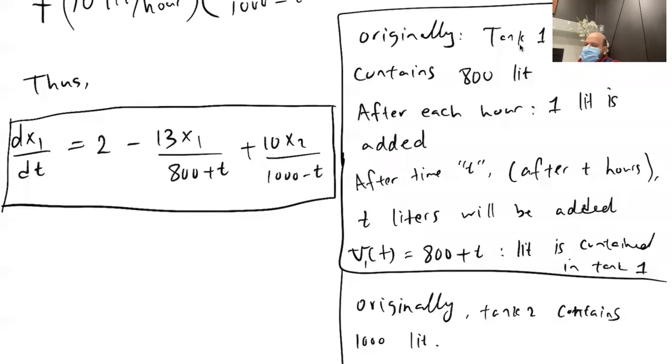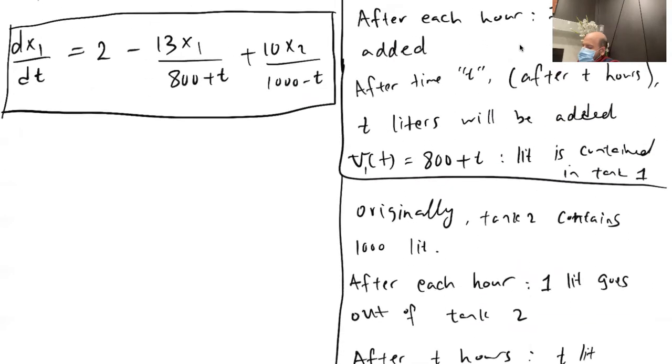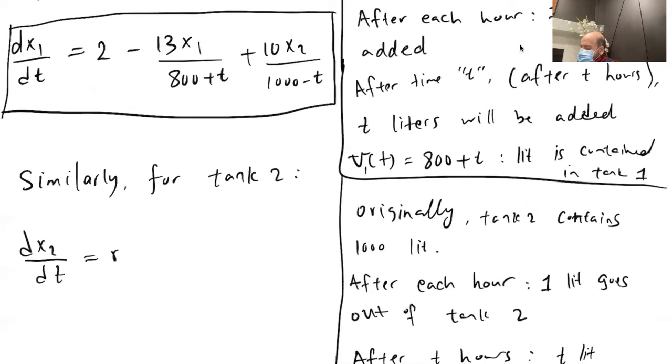Similarly, we can set up the ODE for the amount of salt in tank 2. So similarly, for tank 2, what can we say? We can say that dx2/dt is equal to rate in minus rate out.